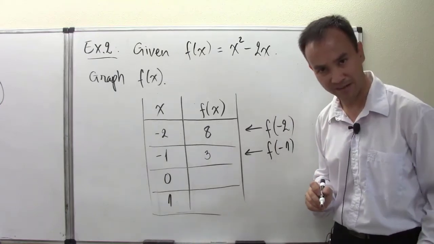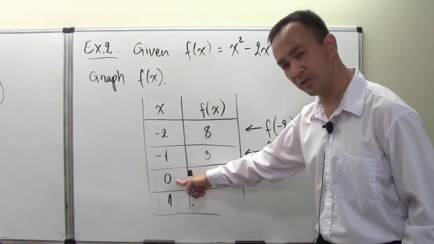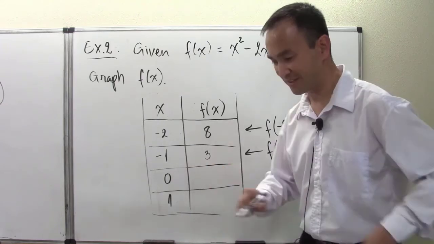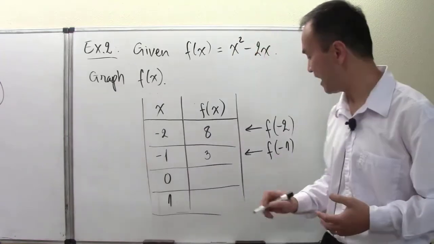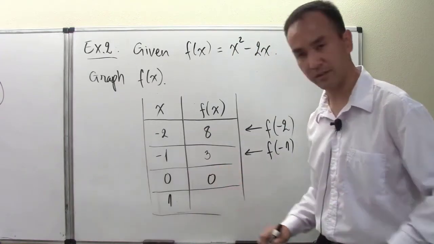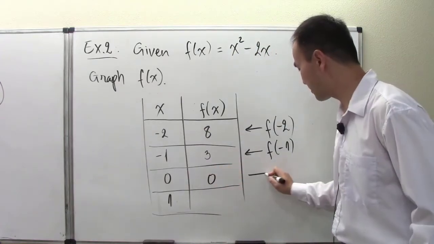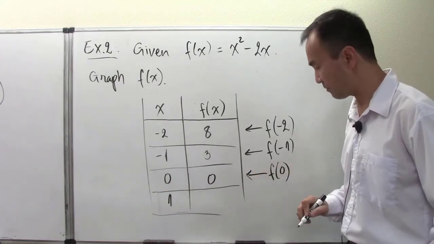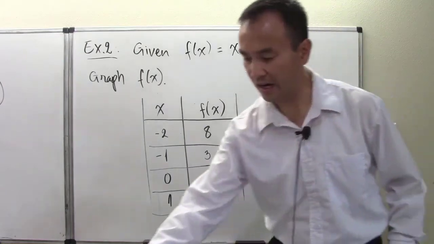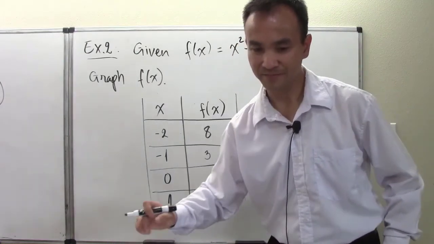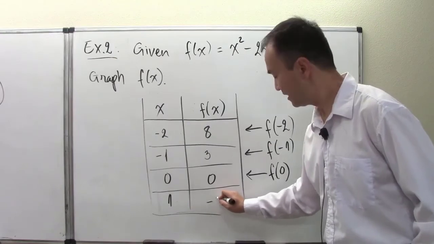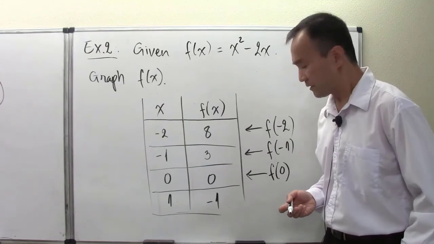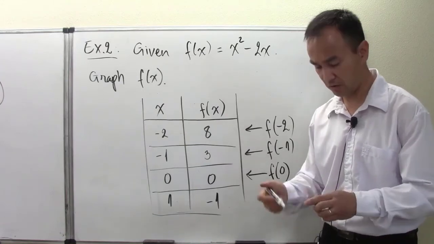That's how it happens. And when x equals 0, we have a 0 as the output. So f of 0 gives us that, and that's what it means right here. And when x equals 1, we have an output of -1. All right, and now let's see how it works with a table of values.